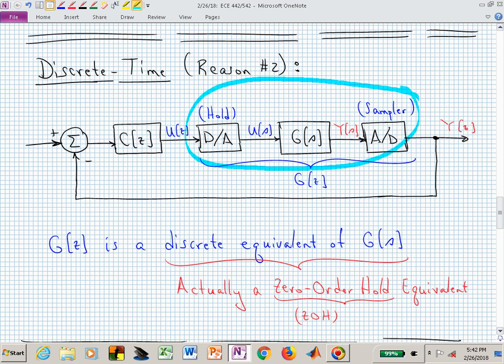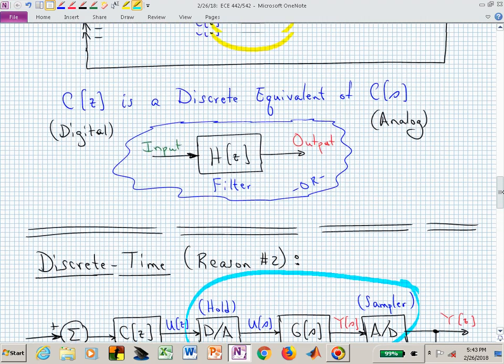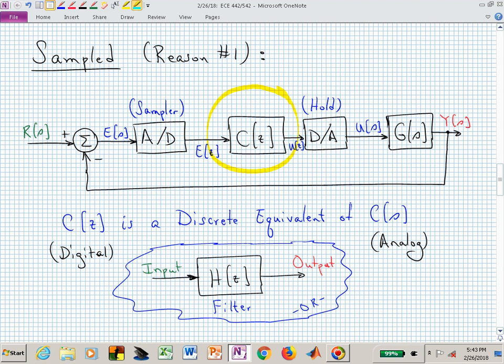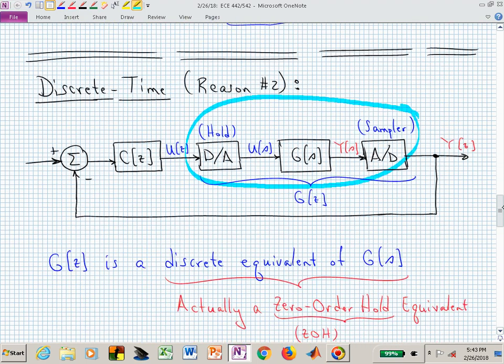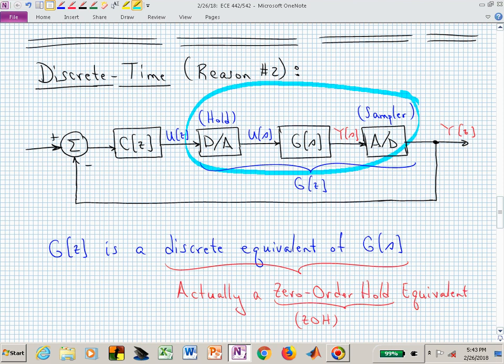in this particular discrete equivalent, we actually want to incorporate the dynamics associated with the D to A and the A to D and put all of those into our eventual discrete equivalent, capital G of Z, when we go from continuous time to discrete time. Compare that highlighted collection of blocks with this highlighted single block. In scenario one, we're simply going from C of S to C of Z. In scenario two, we actually want to incorporate, if any of these input sides and output sides have some dynamic characteristics associated with them, we want to incorporate those into the net capital G of Z, the discrete time transfer function.